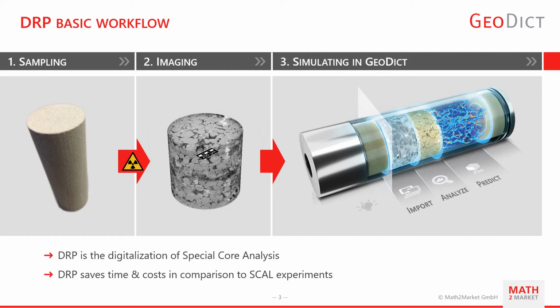This is the point in your workflow at which you might want to import your image into the GeoDict software to perform 3D image processing and segmentation. With a thus obtained image consisting of pore, solid, and maybe also microporous materials, simulations of the physical properties of any rock sample can be carried out with GeoDict. The reason why you do this digitalization is fairly simple. It saves time and costs compared to conventional lab experiments.